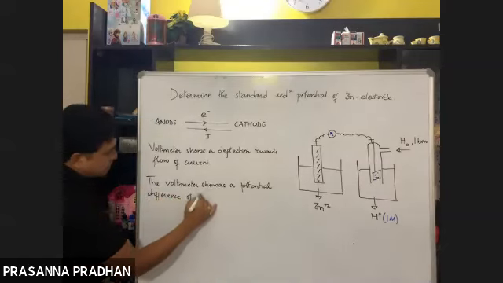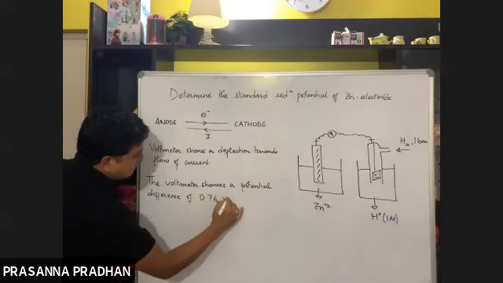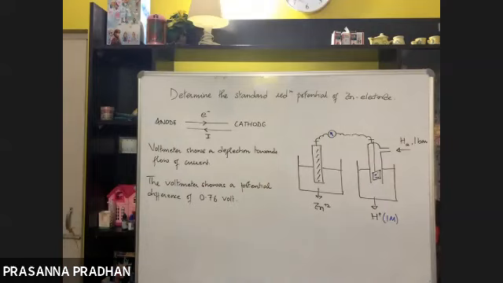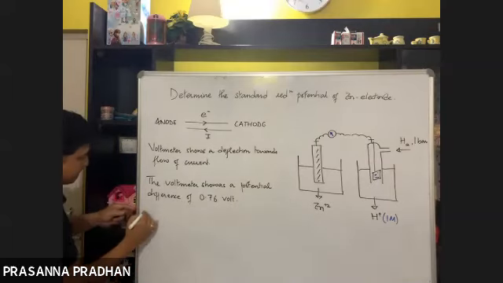of 0.76 volt. You should remember this value. So what is the voltmeter reading for a zinc electrode? It is 0.76 volt when it is coupled with the standard hydrogen electrode.